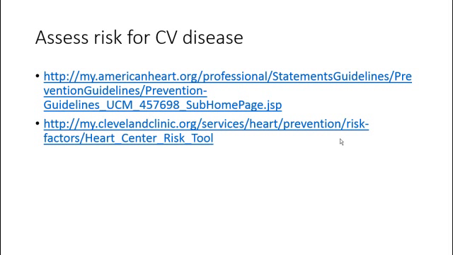I put here two examples of risk assessments for cardiovascular disease, and as part of our lab activities later, I'm going to have you go in and assess your own risk. It doesn't matter to me which one you use, but it'll give you slightly different values. If you don't know your cholesterol levels, you're just going to have to estimate that as part of the tool. So do the best you can, and either pause now or at the end of this video, go in and assess your risk for coronary artery disease.